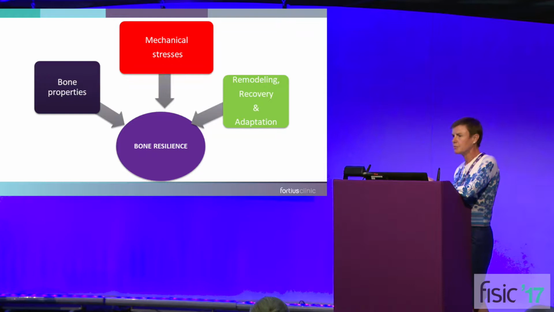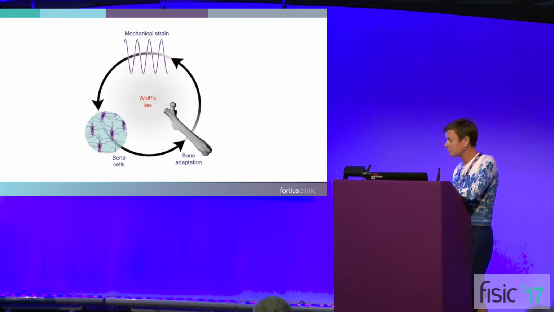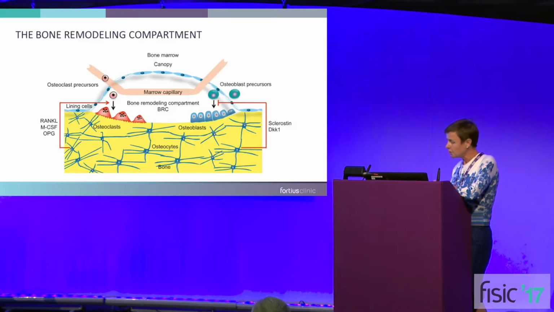And any discussion about bone resilience really needs to start with a little bit of simple bone biology. So this is Wolff's law, which is pretty simple. It talks about mechanical strain upon bones and the fact that when you impose mechanical strain on bones, the bones react, hopefully adapt to that strain, and then become stronger for it. And they respond and adapt predominantly in the adult through bone remodeling.